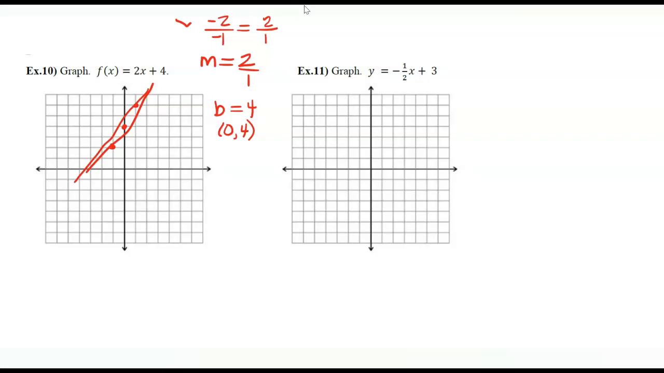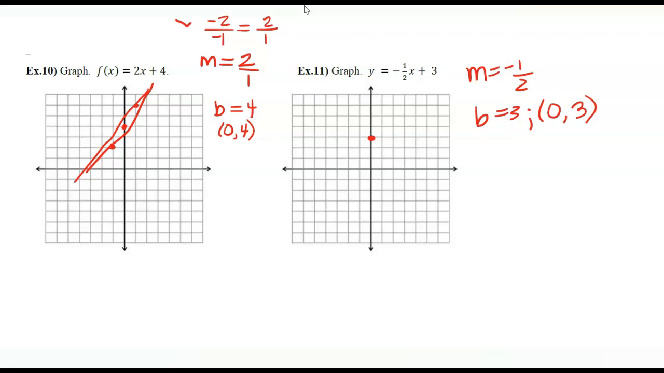Okay, let's do this one. Example 11. So we have slope is -1/2. Y-intercept is 3. What would the ordered pair be for that one? Well, it should be (0, 3), because again, x always equals 0 at the y-intercept. Now we graph that y-intercept. So 1, 2, 3, graph that point.